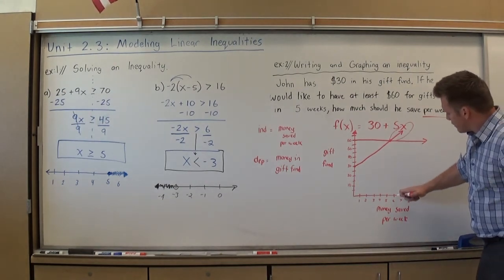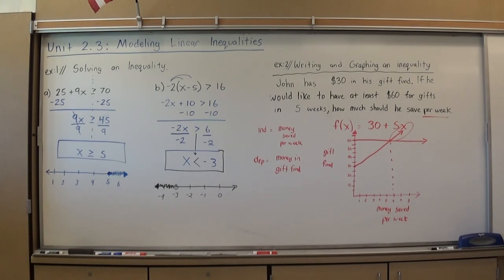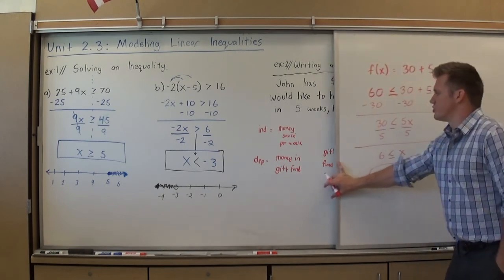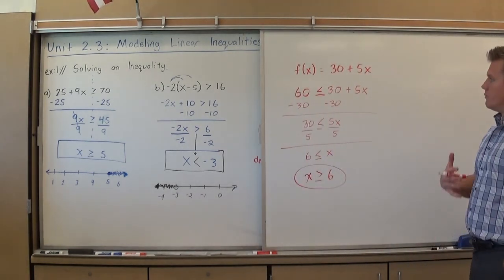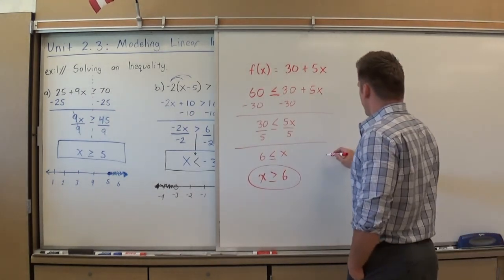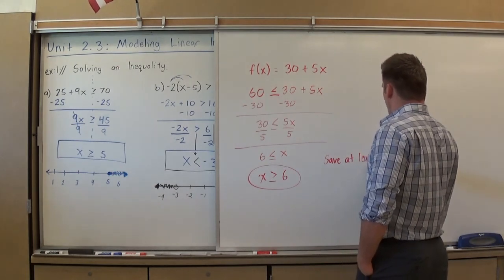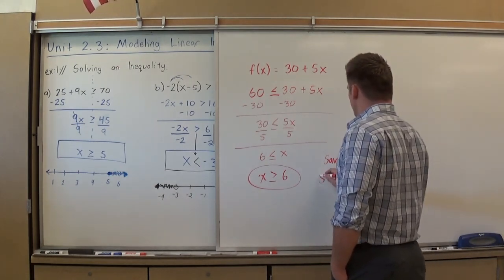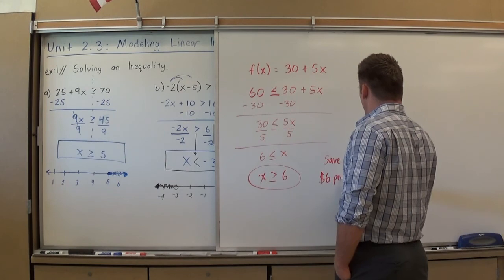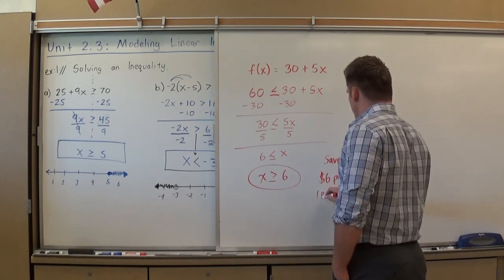And my graph's obviously a little bit off because I'm on a whiteboard here, but roughly that is about where it crosses, and it matches that. Once I start moving beyond 6, I get to where I want to be. So to answer the question, how much should he save per week when he's saving for 5 weeks to get there? He needs to save at least, because he can always do more, he needs to save at least $6 per week to reach his goal, to have enough money in that account.